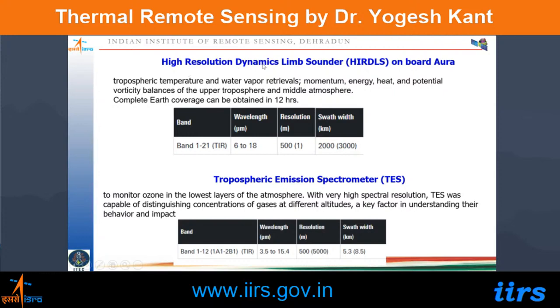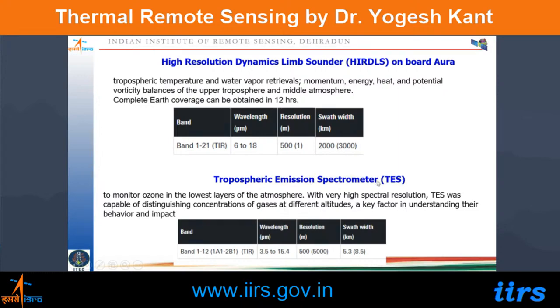Then the High Resolution Dynamics Limb Sounder on board the Aura satellite. This is a different kind; one is the nadir view, this is a limb view, a slant view type. So it measures the tropospheric temperature and water vapor retrievals, most of the atmospheric retrieval parameters, which are used in various applications. It has a thermal infrared from 6 to 18 micrometer with a 500 meter resolution.